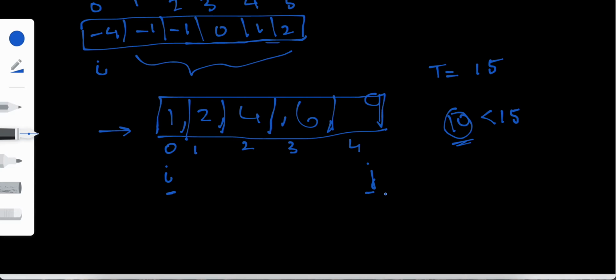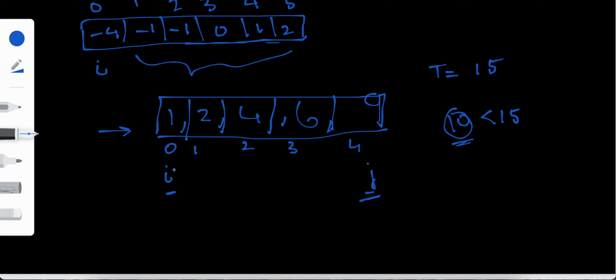How can I increase my sum? Can I increase my j? No. Why? Because I'm already at the end of the array. There are no other elements to the right such that I can increase my j. But can I increase my i? Yeah, I can. And do I know that if I increase my i, my sum will increase? Yes. Why? Because the array is sorted. If I move towards the right, I am bound to find a number that is greater than the number I'm currently using. Makes sense?